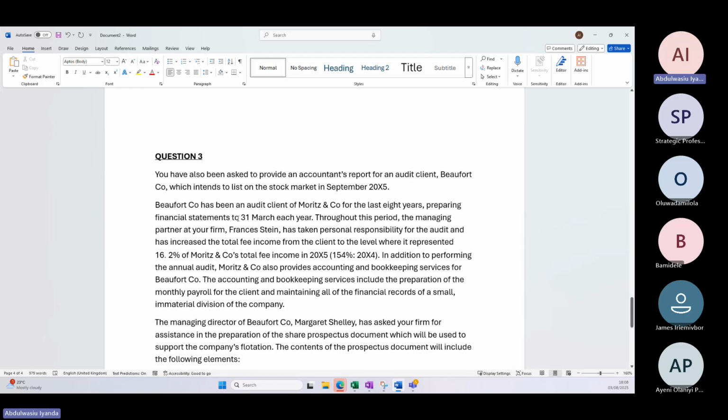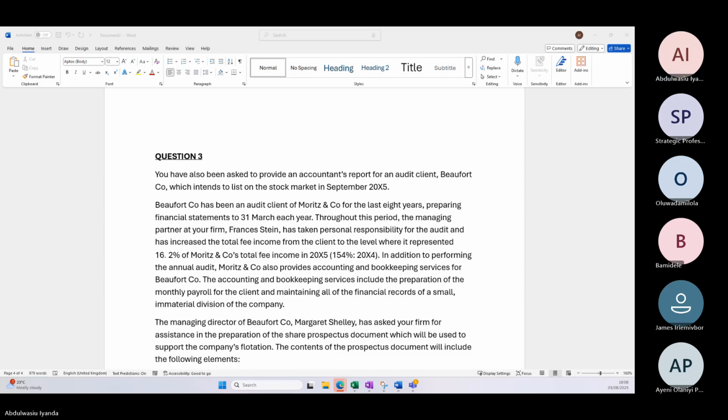So let's say a word. You have been asked to provide an accounting report for an audit client, Preferred Co, which intends to list on the stock market in September 20x5. So our client wants to become what? They want to become listed, and that's okay.